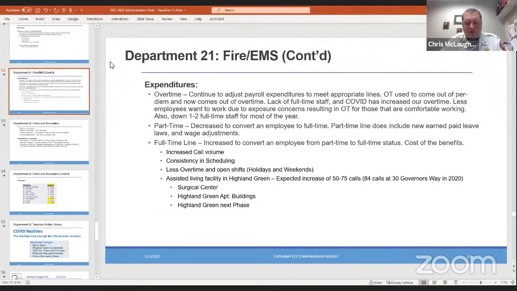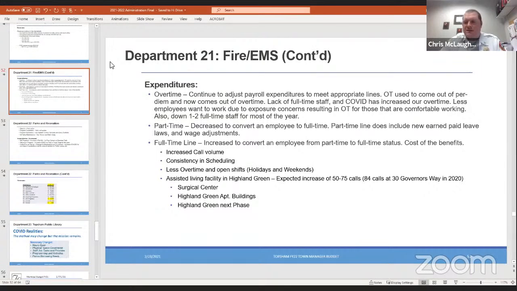I'm trying to plan for the future. We got some projects coming ahead that's going to increase our EMS call volume. We got an assisted living facility going in Highland Green on Audubon, Tedford Road housing development. We got 130 mobile home units going off 196, 3 4-story apartment buildings in Highland Green, the next phase of Highland Green. So there's all those things long-term are going to put an increased burden on our EMS staff. And that's why we want to make this conversion from one per diem member to convert them to a full-time status.